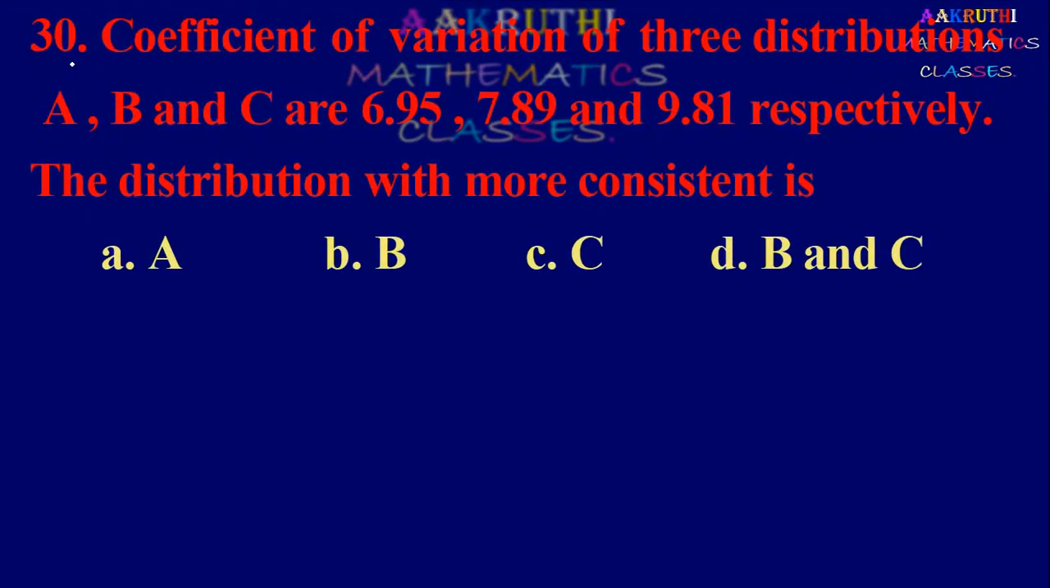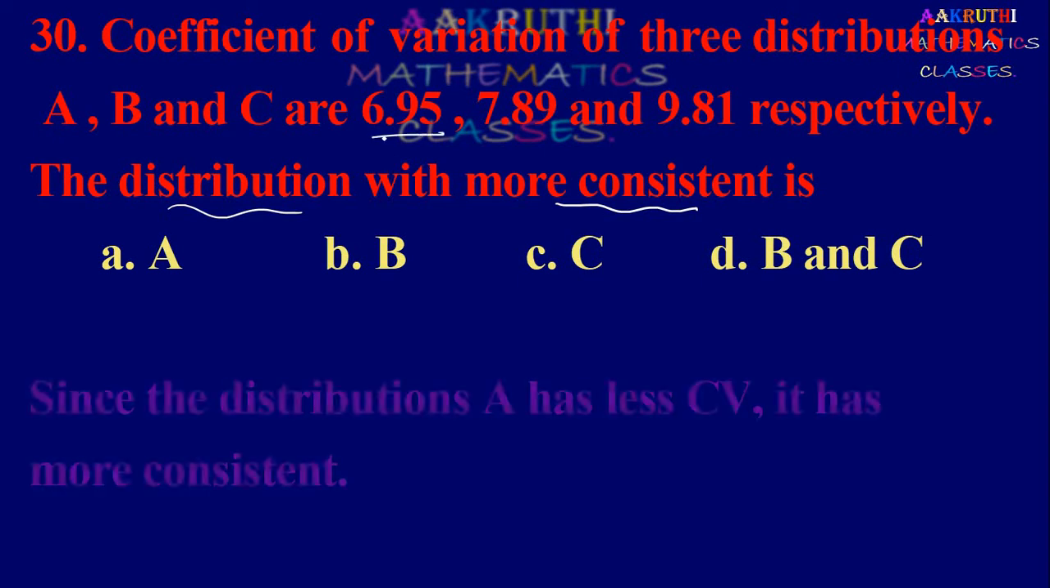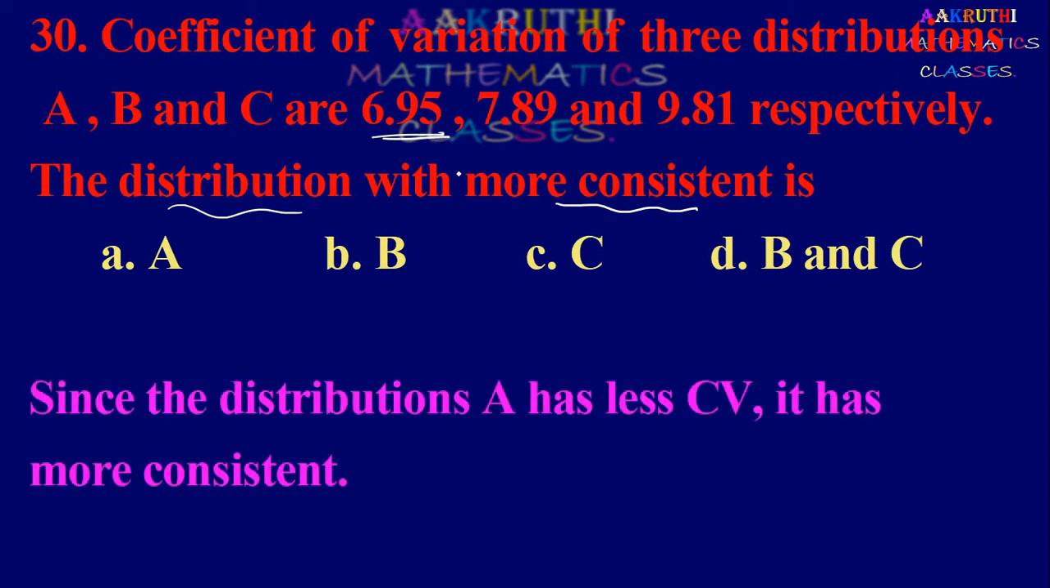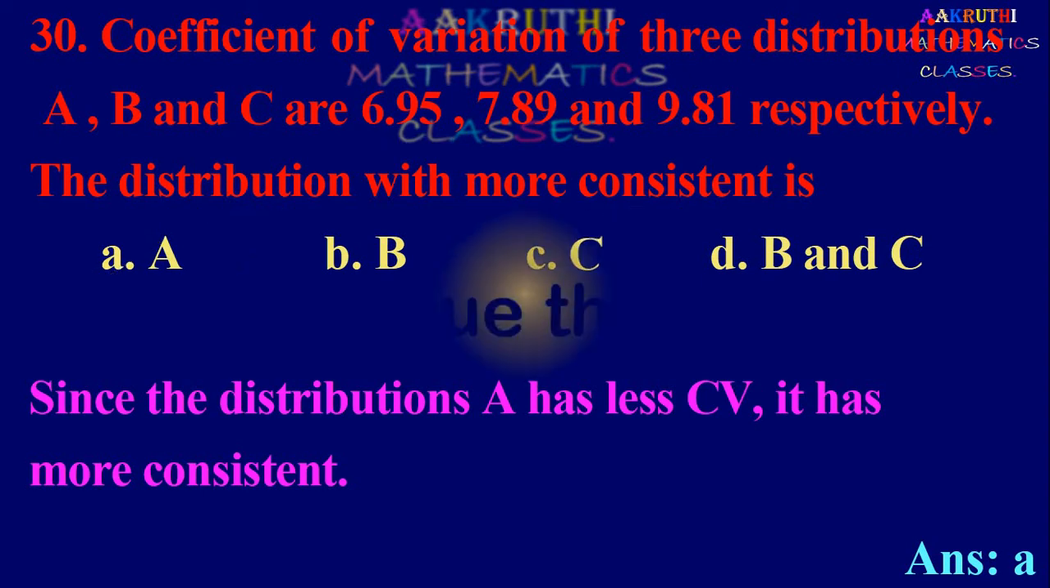So next, question number 30. Coefficient of variation of three distributions A, B and C are 6.95, 7.89 and 9.81 respectively. The distribution which is more consistent is. So here CV is given. We have to identify which distribution is more consistent. When CV is more, it has more variance, and when CV is less, then it is more consistent. So here CV of A is less, so therefore it is more consistent. Since distribution A has less CV, it is more consistent. So therefore the correct option is option A. That is, distribution A is more consistent. So since its CV is less, it is more consistent. So which is option A. So here the correct option is option A.